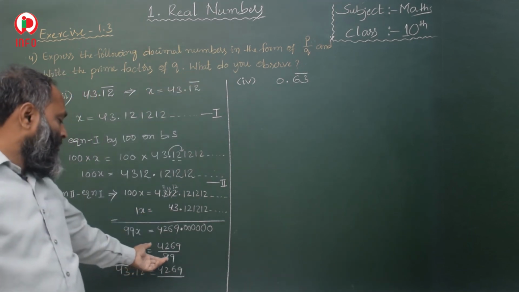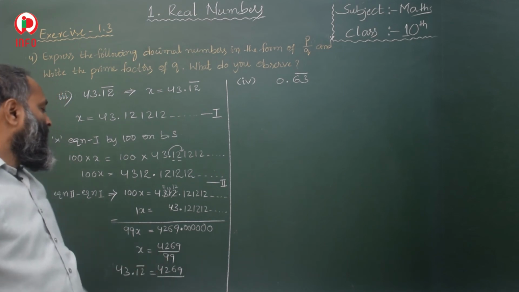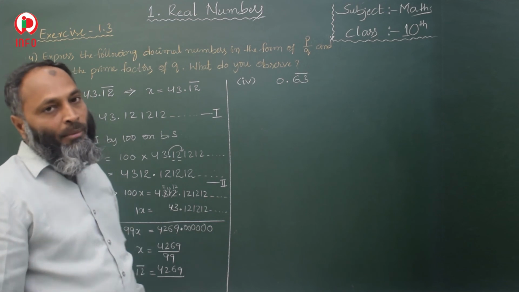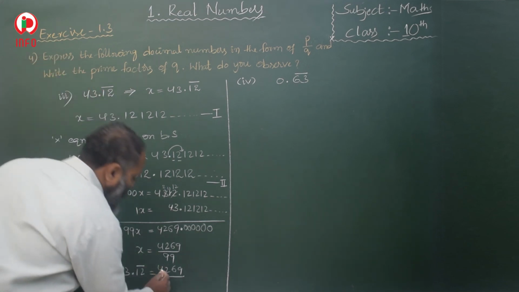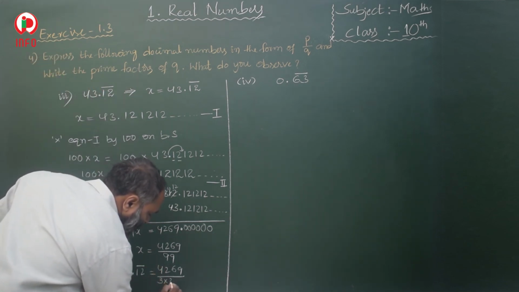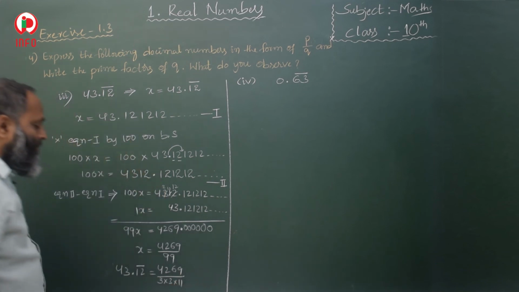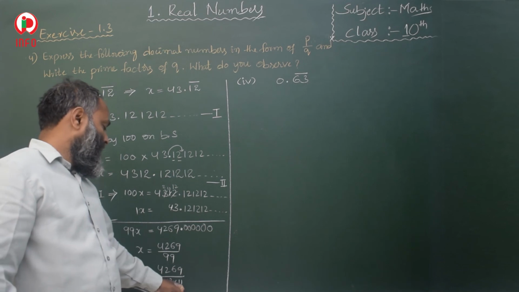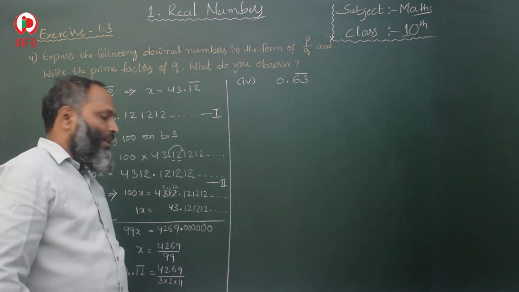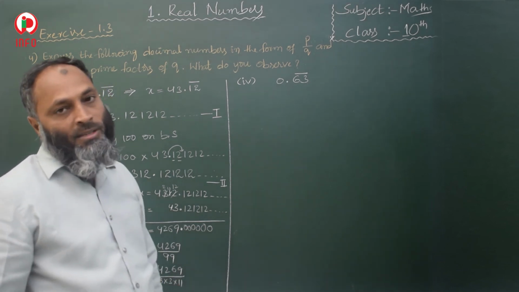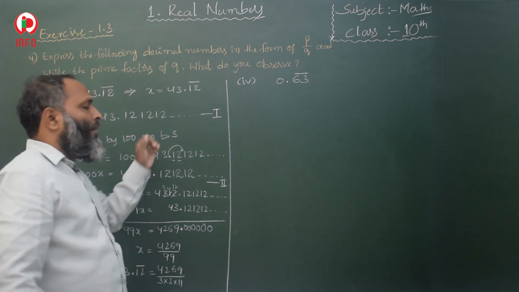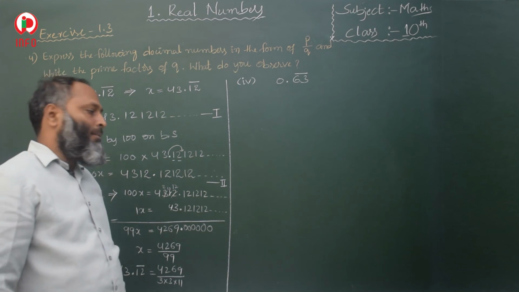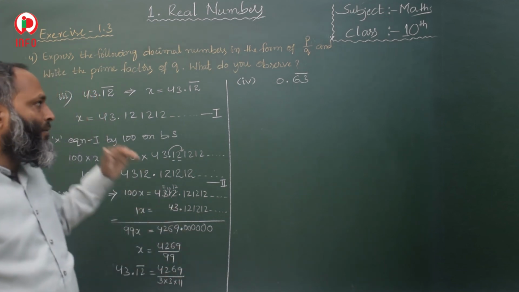So this is p by q form. After converting into p by q form, again we should write the denominator into prime factors. 3 3s are 9, 9 11s are 99. Here what you observe? Here we observe that the denominator is the product of 3 and 11s. So that is why it is a non-terminating repeating decimal.